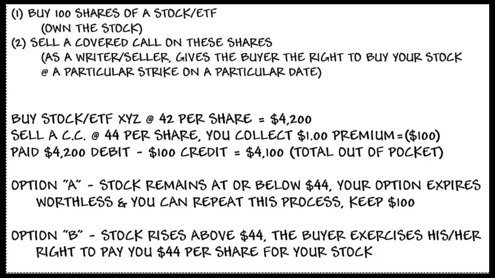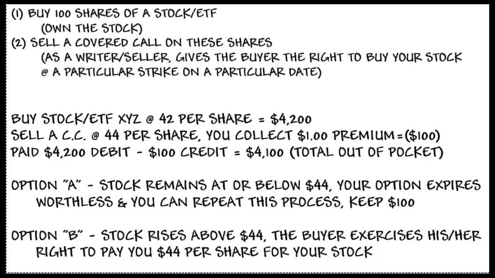The first step, you would have to buy 100 shares of a stock or ETF. If you buy 100 shares of a stock or ETF, that means that you will own the stock. The stock is yours. And number two, you will have to sell a covered call on these particular shares. So as a writer or a seller, you're giving the buyer the right to buy your stock at a particular strike price on a particular date.